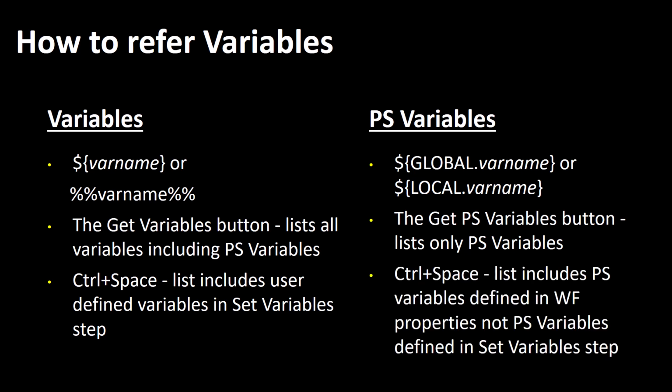Use Ctrl plus space in any field with a $ symbol at the end to list all variables including the PS variables defined in the workflow properties. Note that PS variables defined in the set variable step is not visible in this list. To see this practically, please refer to the videos for the Get Variable step or the Get PS Variable step. Where can you use the variables?